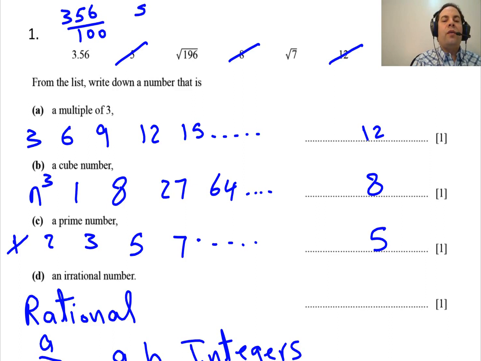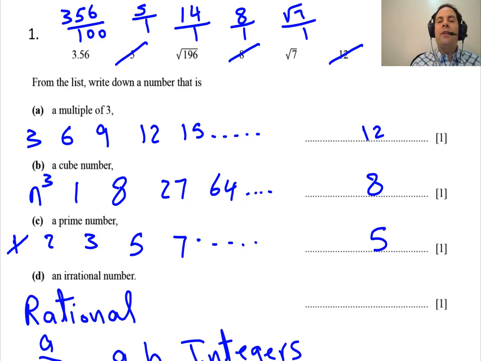5 is 5 over 1. Both are integers, so rational. The square root of 196 is 14, so you can write it as a fraction, where 14 and 1 are integers. 8, you can write it as 8 over 1, so 8 and 1 are integers, so this number is rational. Now, root 7: you can write it as a fraction, but root 7 is not an integer, so this number is irrational, root of 7.